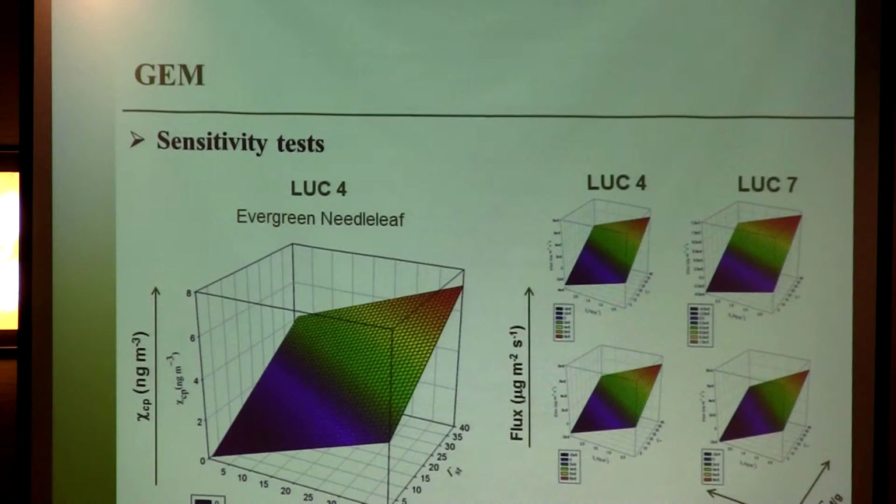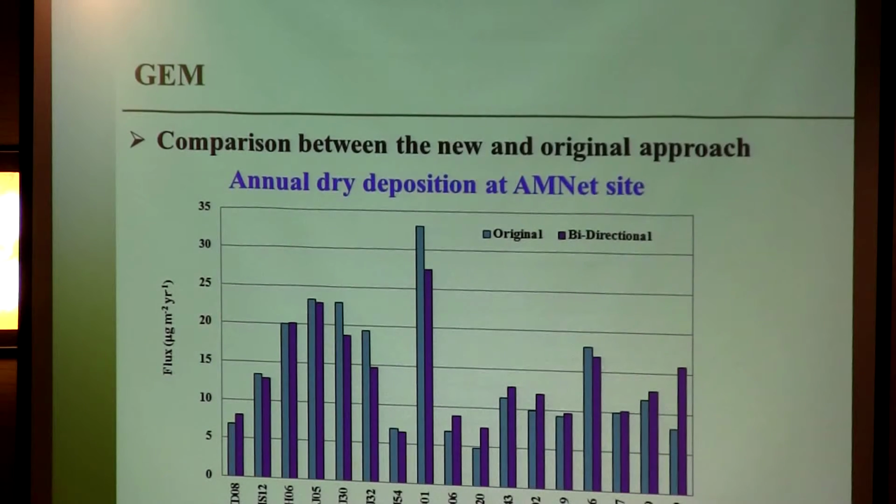So we did lots of sensitivity tests for all the MNet sites which we have data. And we tested emission potential from soil, emission potential from stomata. Then we can calculate the canopy compensation point as a function of these two parameters and compare with literature reviewed results. And then we choose the most appropriate value for each individual MNet site.